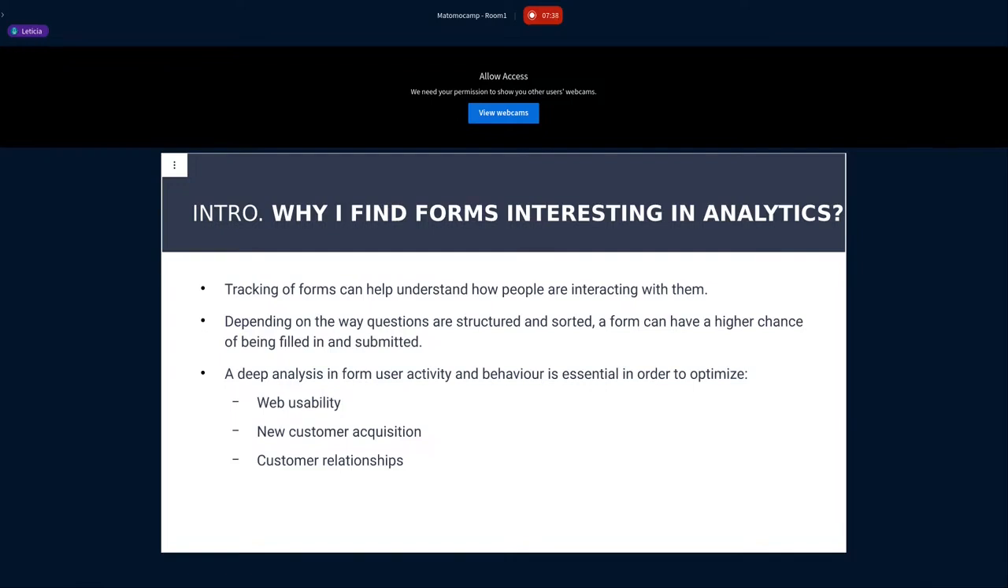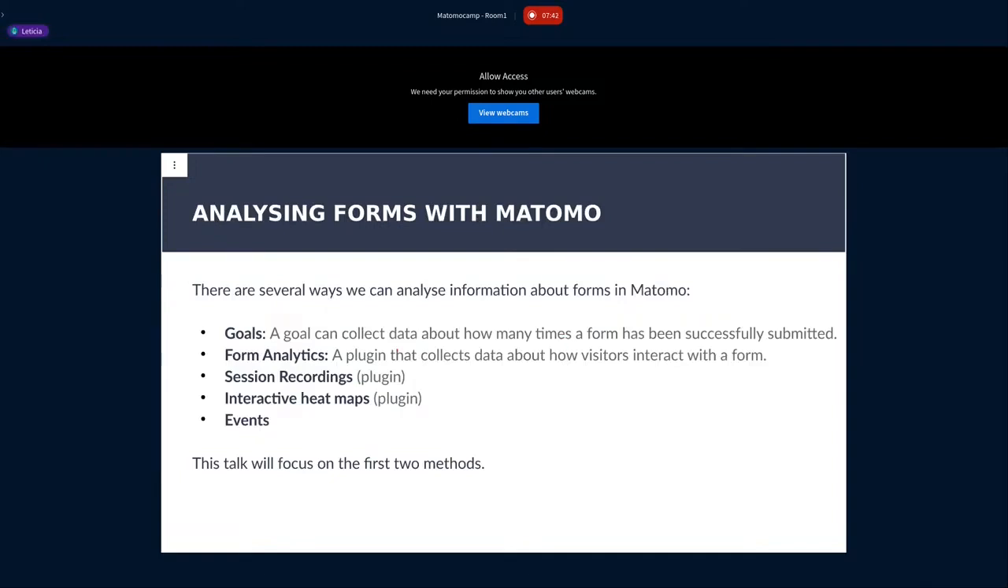I like this because analyzing forms helps us to get insights to increase form conversions. And how can we do this with Matomo? As I said before, there are several ways that we can use to understand the impact that a form has on our site. Today we are going to be focused on goals and on deploying form analytics.